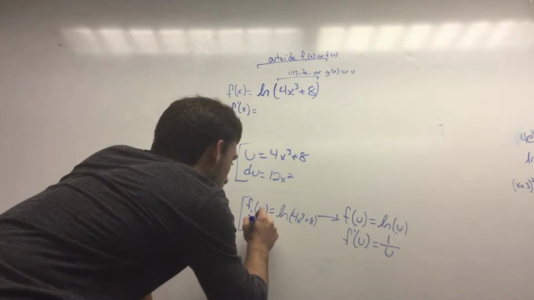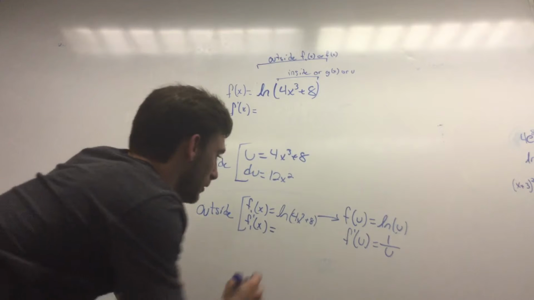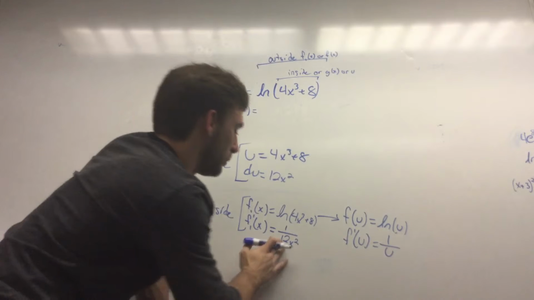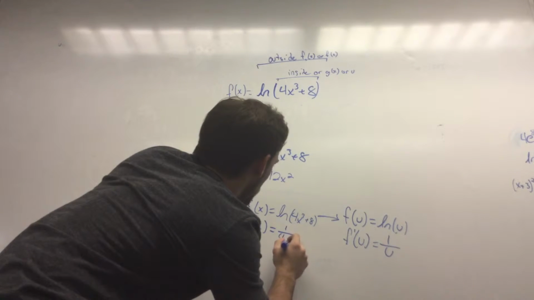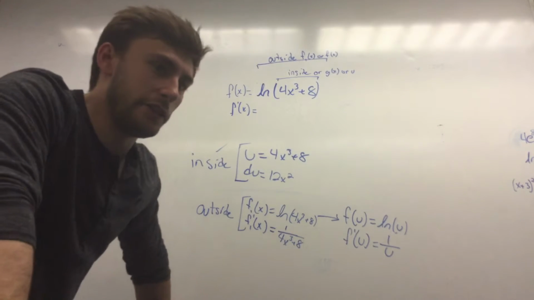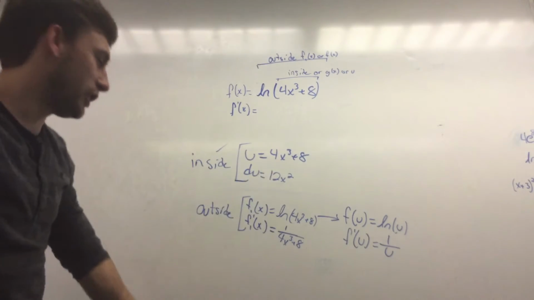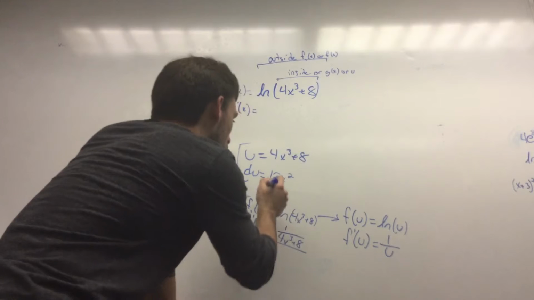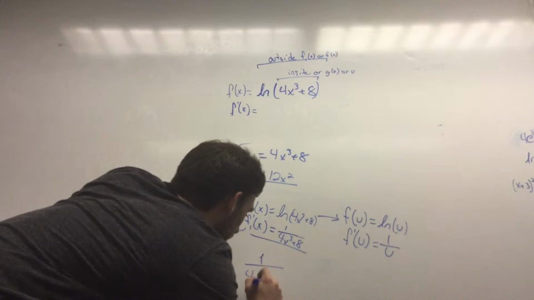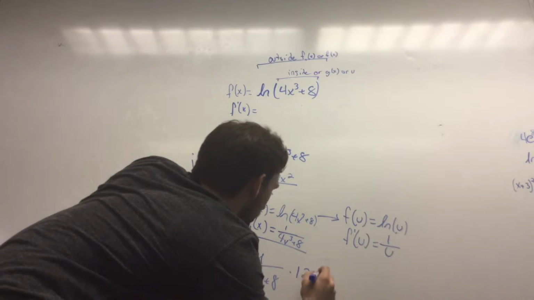So my f prime of x is going to equal 1 over, I'm sorry, not 12x squared, that's my du, 1 over 4x to the third plus 8. And you're saying, Nick, oh, we're done, this is our answer. It's not. We have to multiply by our du. That's the whole part of the chain rule. So we're going to go a step further by multiplying it by this, which is the chain rule. So 1 over 4x to the third plus 8 times my du, which is 12x squared.